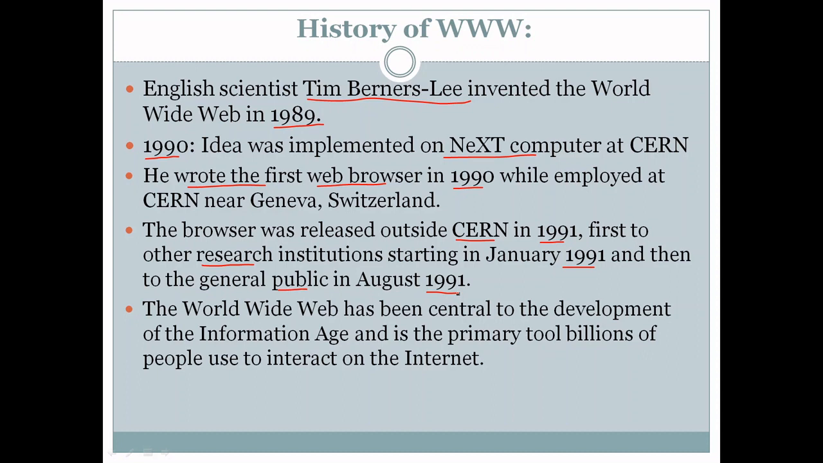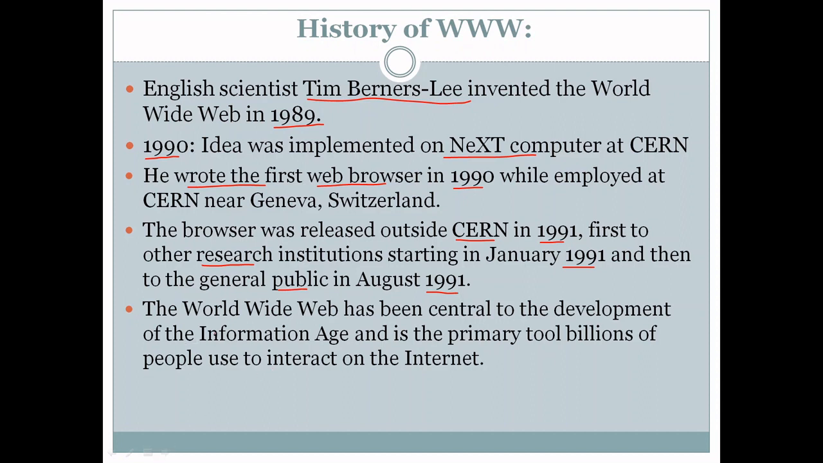This browser was renamed Nexus in order to save confusion between the program and the abstract information space, which is now spelled as World Wide Web. So to remove the confusion between the browser and the World Wide Web, because the name was the same, the browser was renamed as Nexus.